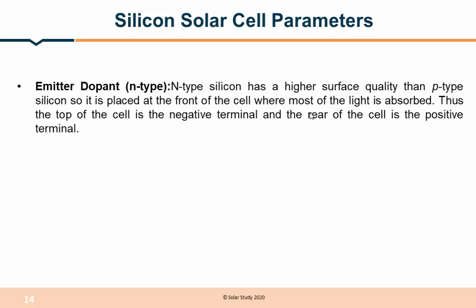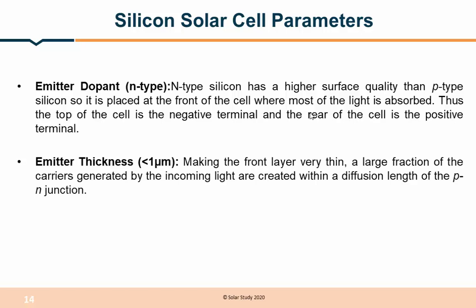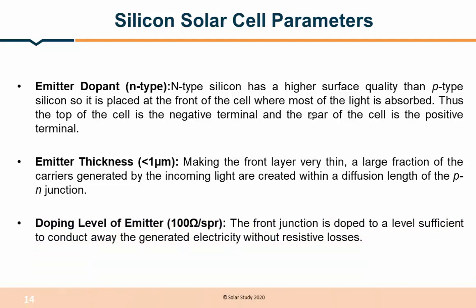Later it will make aluminum contact for the plus and minus terminal. Then what is the thickness of this emitter? It should be less than 1 micrometer. This layer should be very thin. So a large fraction of the carriers are generated by the incoming light, and these are created within the diffusion length of the P and N junction. If you see the P and N junction substrate, you will get a small diffusion length, which is also called a depletion layer.